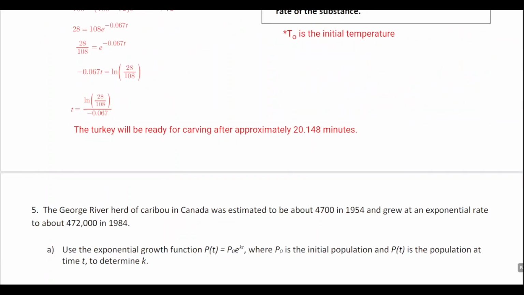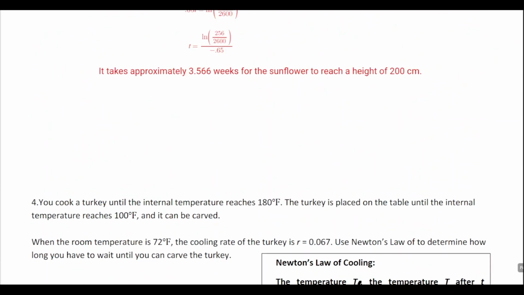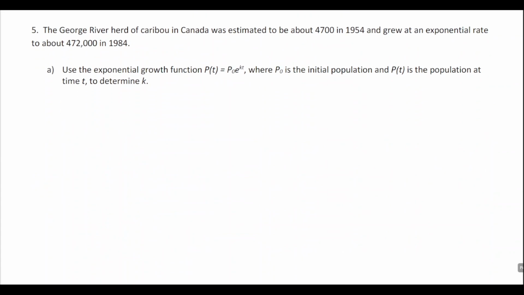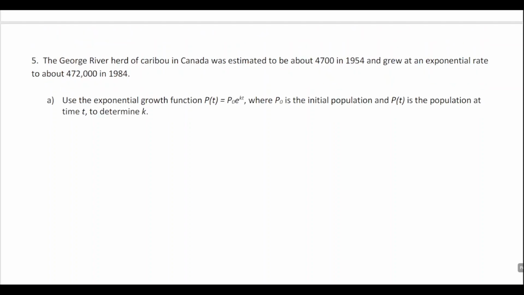All right, moving on to number 5. Did we really do, oh yeah, I guess we did do 4 problems. Number 5, the George River herd of caribou in Canada was estimated to be about 4,700 in 1954 and grew at an exponential rate to about 472,000 in 1984. Use this exponential growth function where P naught is the initial population and P of t is the population at time t to determine k.